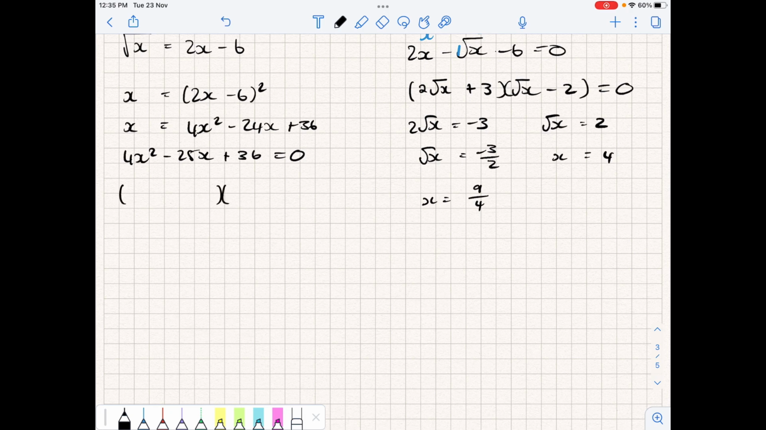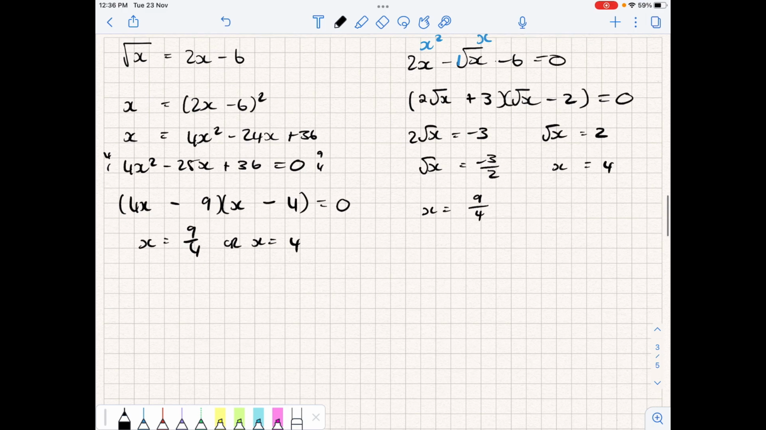So we can think of factors of 4 and of 36 that when combined will give us 25. So we have 4 and 1 here, and maybe 9 and 4, for instance. And if we take 16 and 9, that gives us 25. So we're going to have 4x and 4 to give us 16, and 9 and 1, and we want to subtract, and so we'll get x equal to 9 over 4, or x equal to 4. Okay, and you can see both ways we get the same solution. So we got 9 over 4 and 4 in both methods, right? So they can both be used.